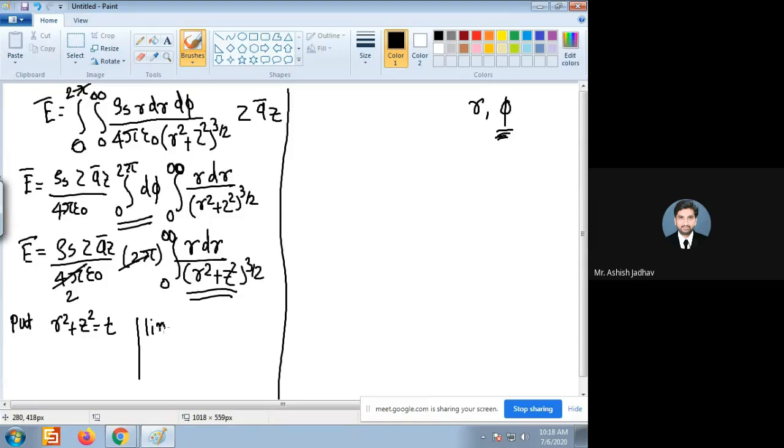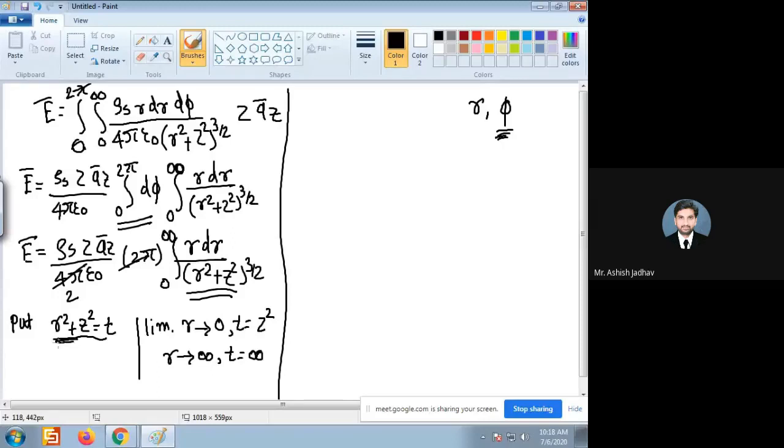New limits. If r tends to 0, if you write the value of r as 0 in this equation, what value of t will you get? t is equal to z square, correct? And if r tends to infinity, what would be the value of t? t will be again infinity, right? So this is the substitution we want to make.